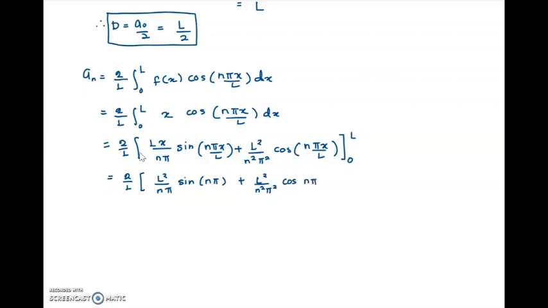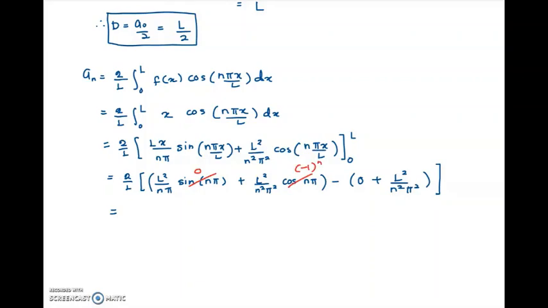That is when x equals L, minus when x equals 0. You can see when x equals 0, this term here is 0, plus L square over n square pi square, and cos 0 is 1, so we just have that. What we can simplify is this one. Sine n pi is always 0 and cos n pi is negative 1 power of n. That's what you have earlier in the Fourier series.